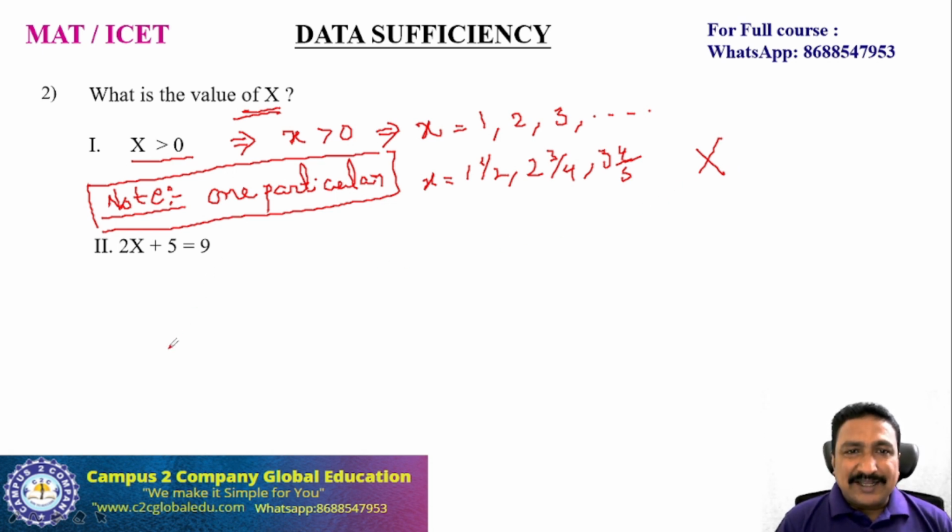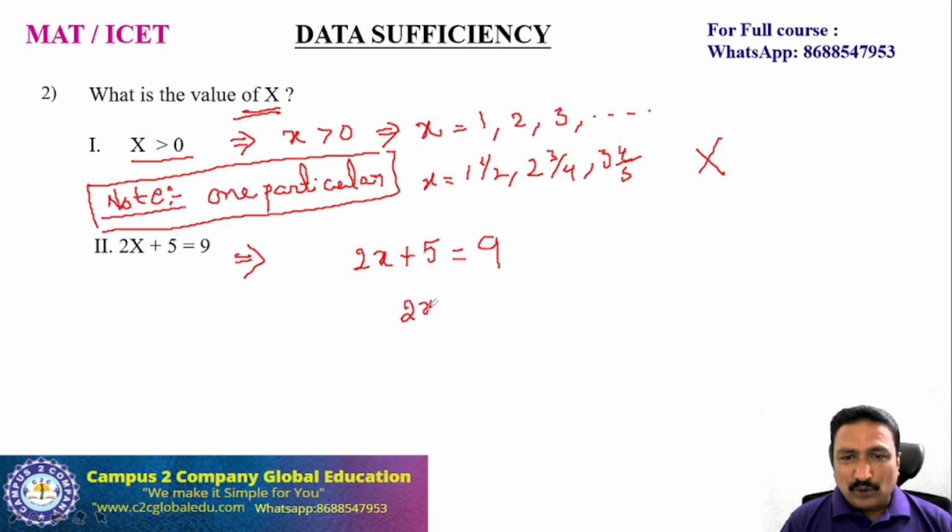So once we are not getting the answer from the first statement alone, we have to go to the second statement. What is the second statement? 2x plus 5 is equal to 9. Okay now friends, first check whether we can find the x value or not. According to simple equation basics, this plus 5 comes from the left hand side to the right hand side. It becomes minus 5. So we can write 2x is equal to 9 minus 5, which is 4. Then x is equal to 4 by 2, which is equal to 2. So we are getting x as 2.